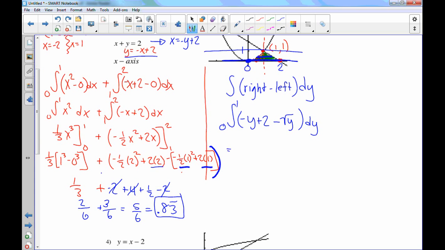So integrate negative y, we get negative 1/2 y squared plus 2y. John, what's the antiderivative of negative square root of y?